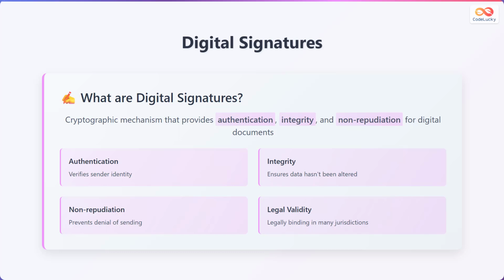Additionally, digital signatures often carry legal validity in many jurisdictions, making them equivalent to handwritten signatures for electronic documents and contracts. These properties make digital signatures indispensable for secure email communication, software distribution, financial transactions, and legal document processing. The combination of these security services creates a comprehensive solution for establishing trust in digital communications.